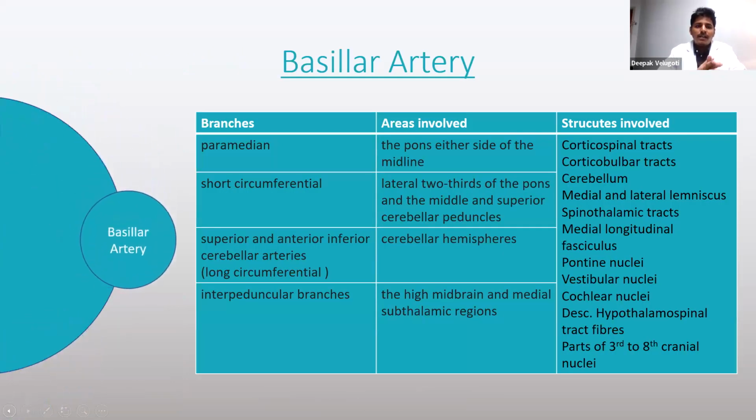And coming to the basilar artery, even though it has a very short course of supply, it has multiple branches and supplies very vital areas of the brain. The branches are paramedian branches, short circumferential branches, superior and anterior inferior cerebellar arteries, and interpeduncular branches. These supply structures such as corticospinal tracts, corticobulbar tracts, spinothalamic tracts, and the cranial nerve nuclei from the 3rd to 8th cranial nerves.